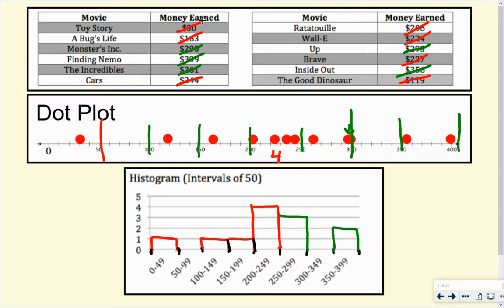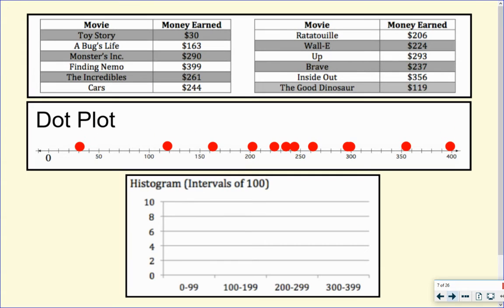Okay, so that kind of gives me a little bit more of an idea of what's going on. Hey, where are the movies making the most money, at least out of these movies? Well, there are more movies making between $200 and $249 million in the box office. Okay, could I change that up? Yeah, I can look at intervals of 100 and do the same thing. On this one, I'm going to be dividing it up right here.